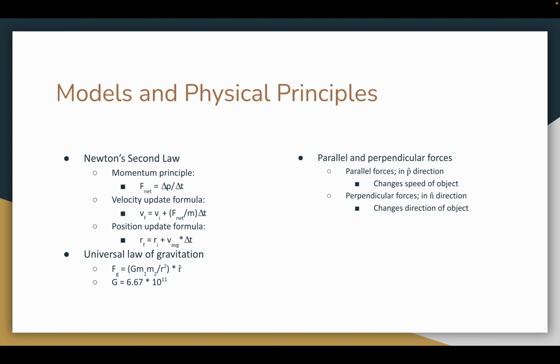The universal law of gravitation is very important in this lab, which states that the force of gravity is equal to the gravitational constant, 6.67 times 10 to the minus 11th, times the mass of the two objects over the distance between them squared, times r hat, which is the unit vector in the direction of the force, which points between the two objects. Parallel and perpendicular forces are also important in this lab.